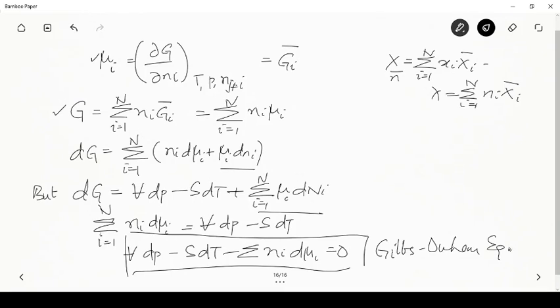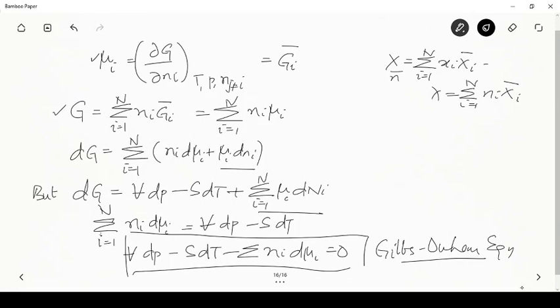equation. This is a very useful equation which will be useful to find compositions of mixtures by equating V dP minus S dT to summation of Ni d mu I, and knowing the values of chemical potentials, Ni's can be calculated, or knowing the value of Ni, mu I can be calculated. So this is a very useful relationship that is often used.